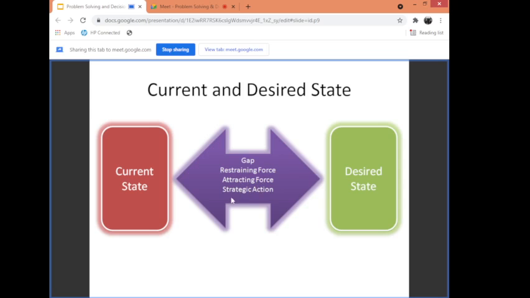Attracting force, a strategic action. Important is a strategic action because you want to reach the desired state. What is your desired state? There will be no absenteeism. You have reduced the turnover of employees. You have increased the turnover of the company products to the market. What other desired state did you want? 100% effectiveness, 100% efficiency.